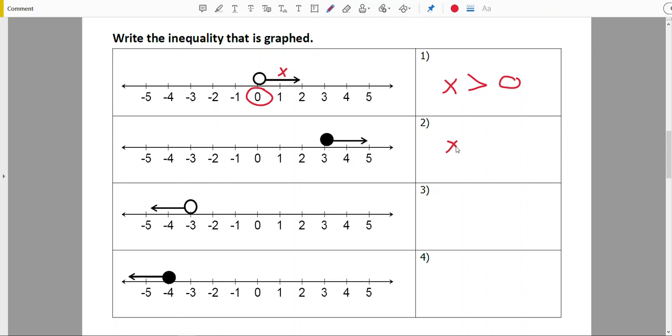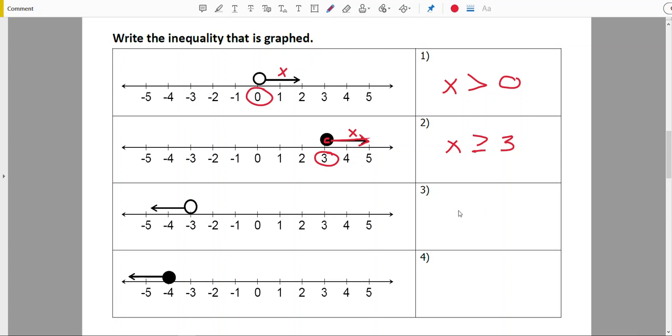For the next one, we're going to say x is, well, here's x. X represents this arrow. So x is all the numbers that are greater than 3, and it's shaded, so it's also equal to 3. And because the dot's on 3, 3 is our number.